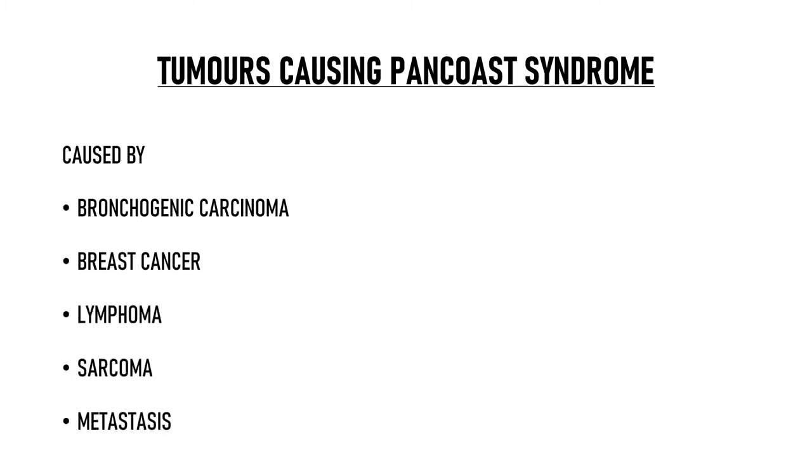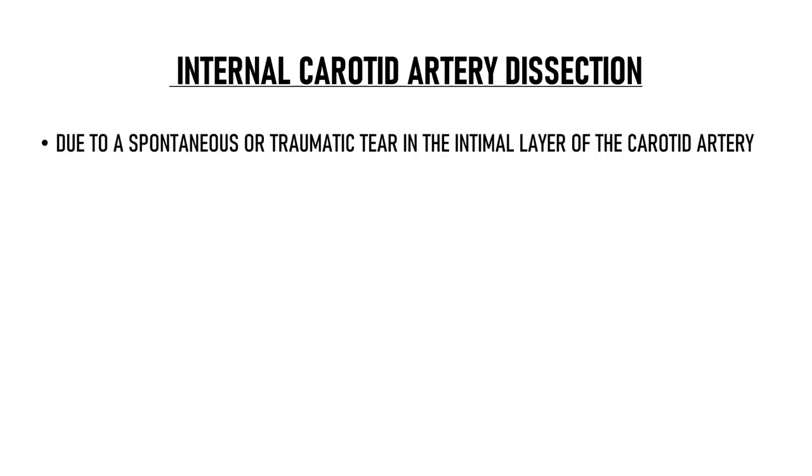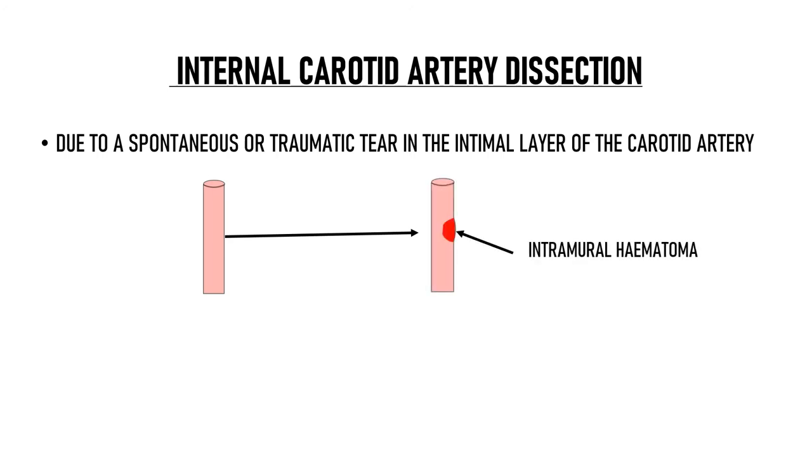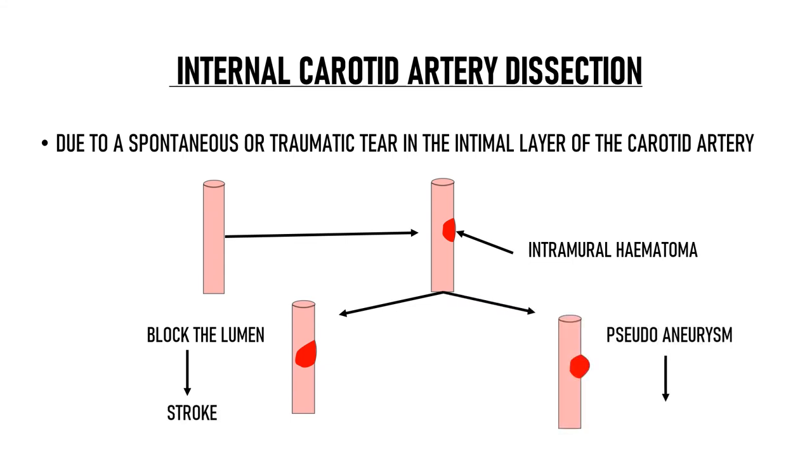Another important disease that must be kept in mind while examining a patient of Horner's syndrome is internal carotid artery dissection. Carotid artery dissection occurs due to a spontaneous or a traumatic tear in the intimal layer of the carotid artery. This can lead to the formation of an intramural hematoma. In fact, carotid dissection can even occur with minor neck jerks. This intramural hematoma can either bulge inwards to block the lumen of the artery leading to a stroke, or it can bulge outwards to form a pseudoaneurysm which can compress the postganglionic sympathetic fibers. Such patients present with a painful Horner's.